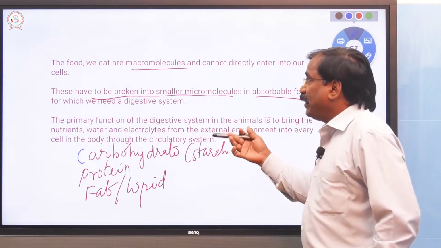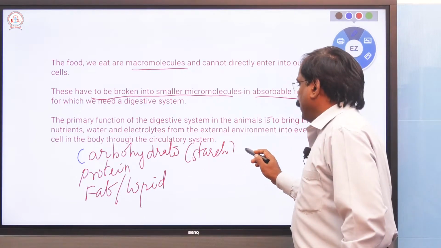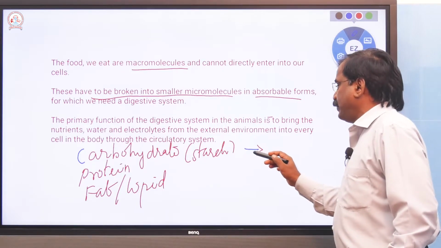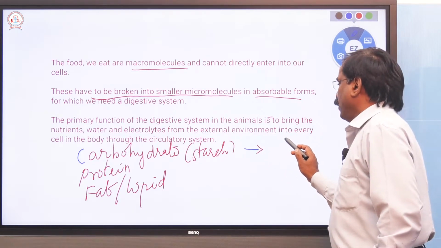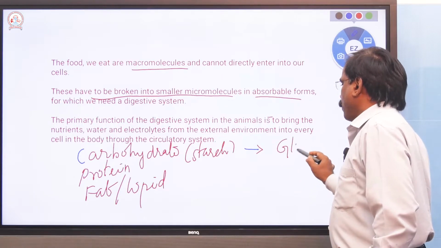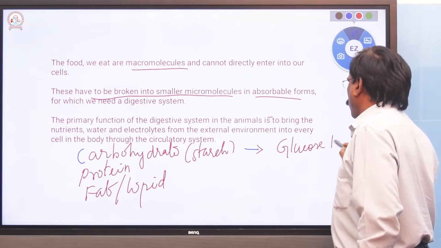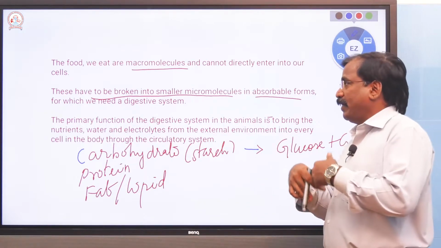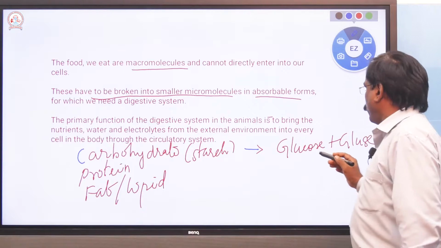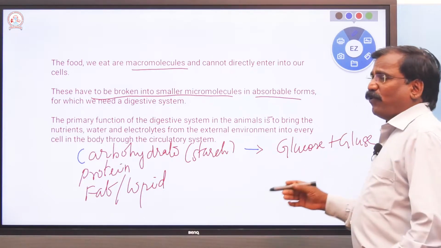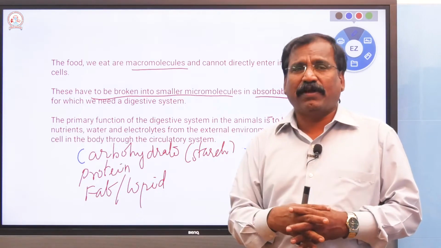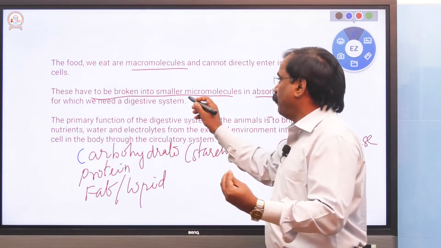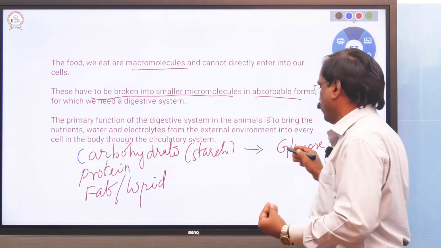These are chemically larger, like starch. Our system breaks that carbohydrate, namely starch, into glucose. Starch is broken into glucose plus glucose. Glucose is the monomer, chemically simpler and smaller; that is a micromolecule.